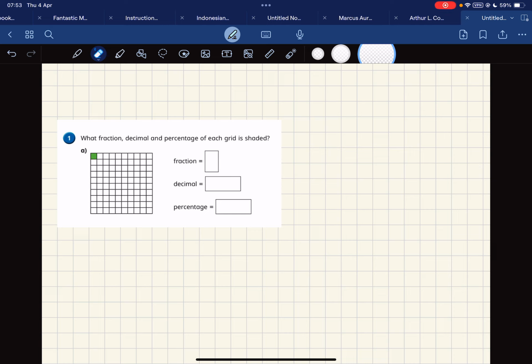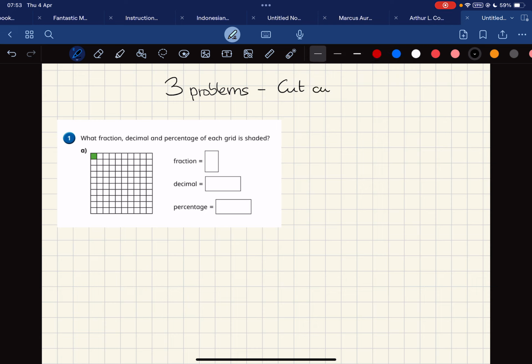So for your math today, you're going to need to pick three problems from your worksheet. And you're going to cut these out and explain your thinking. So that's our visible thinking.